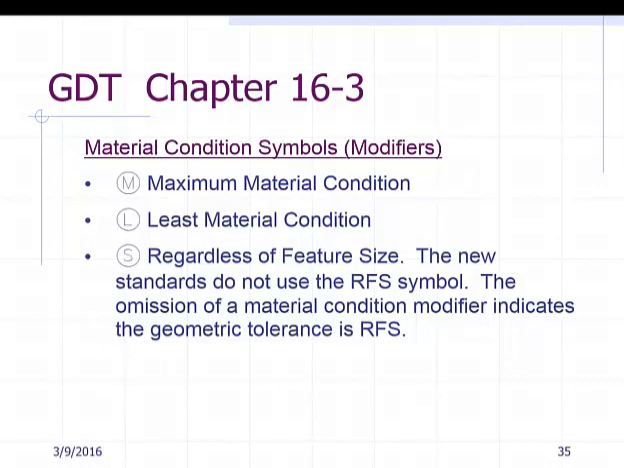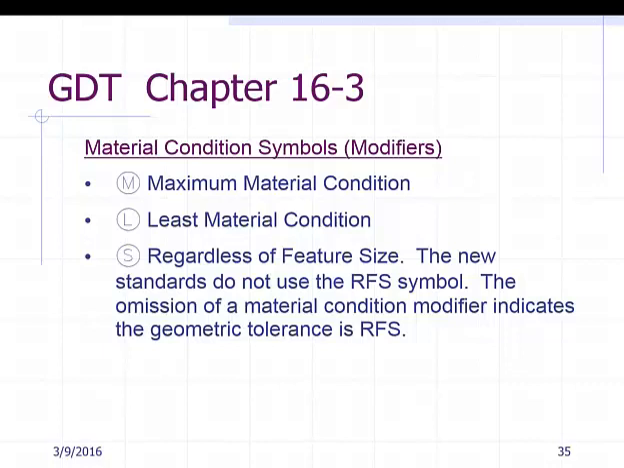We can also see the LMC for least material condition. So again, the smallest external part, or the largest internal hole, which will leave the least material afterwards. And then we also have regardless of feature size. So you'll see RFS sometimes for regardless of feature size. So that means it doesn't matter if it's MMC or LMC or anywhere in between. We're going to apply the tolerance the same no matter what.